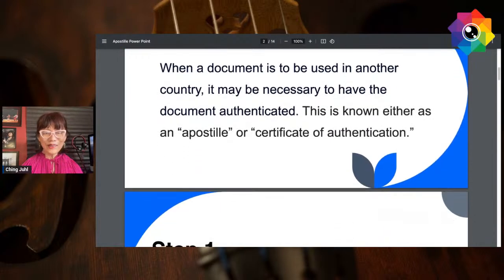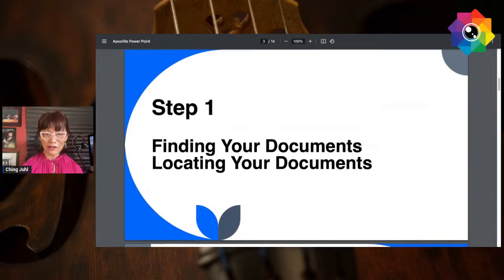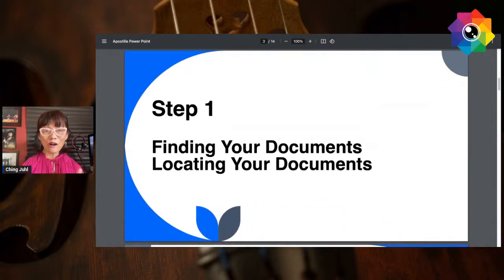Now, step one is finding the document, right? If you are dealing with the educational system, they are going to tell you what documents they need. You need to find that as soon as possible because it takes a while to get it. If you go to a foreign country and they want something from you, you need to find out sooner than later. Some people may not even have the original papers. That's why I call this locating your document.